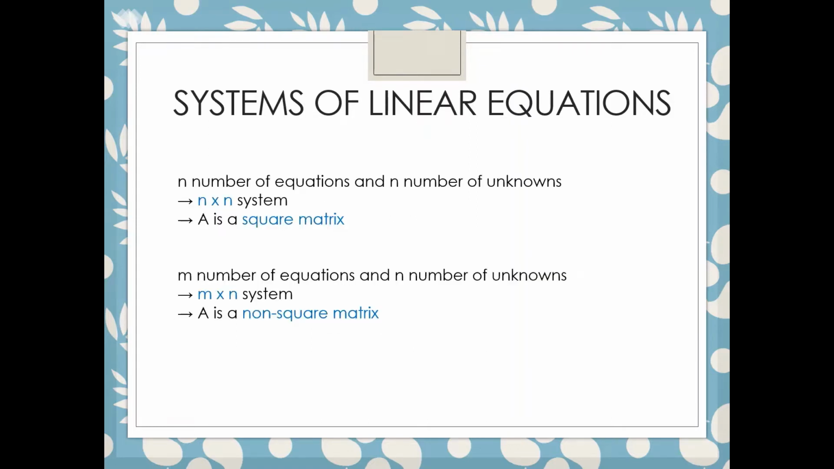For a system with the same number of linear equations and unknowns, that is n, the system is known as n by n system, in which matrix A is a square matrix. For a system with m number of linear equations and n number of unknowns, the system is known as m by n system, where A is referred to as a non-square matrix.